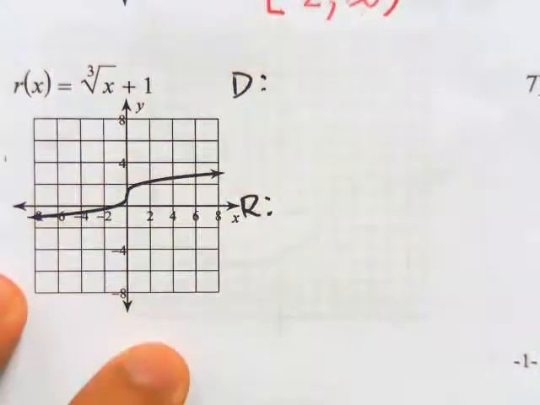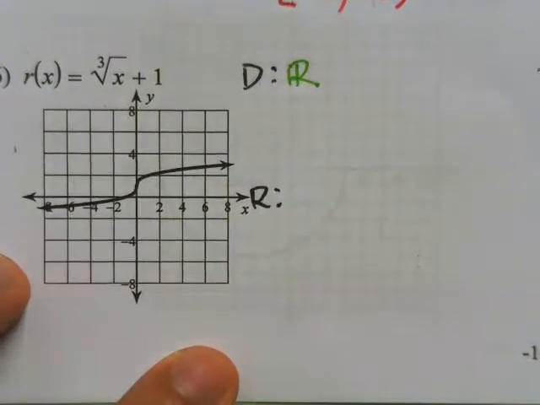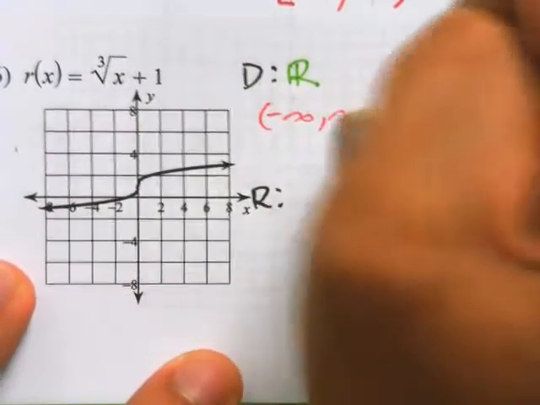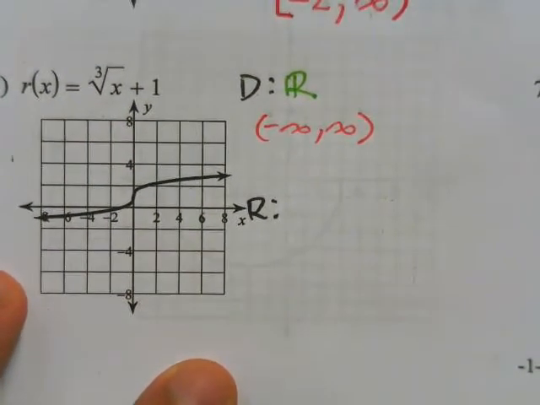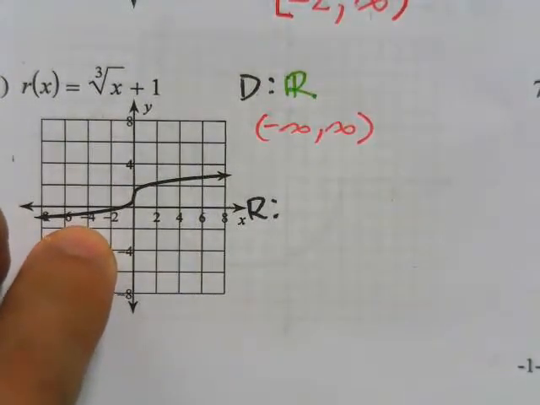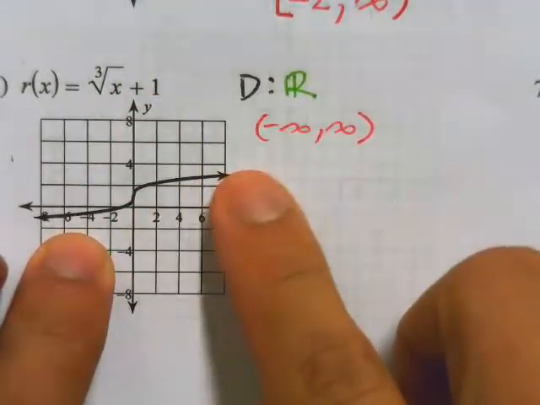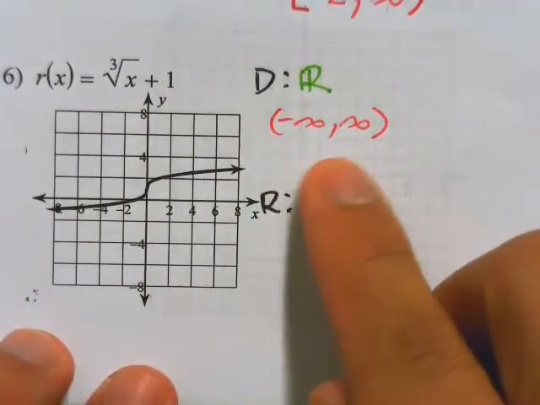So for the domain, we're going to have all real numbers on this one too. Okay, so negative infinity, comma infinity. The range, just looking at this graph, it looks like it might only be in between certain values. But the thing with cube roots is it's a slow growth. It will go on forever, x-wise. Well, how about the y's? It's just a slow growth.